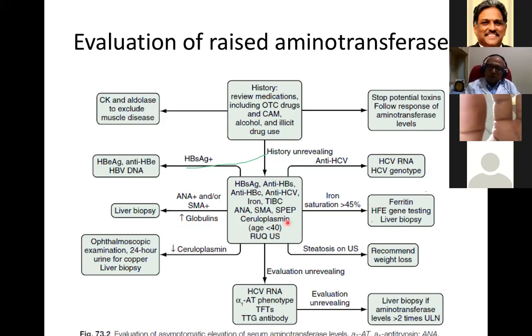So if the history is suggestive of steatosis, or if the ultrasound is suggestive of steatosis, then you start working them up for fatty liver disease. One of the important things to do is recommend weight loss.